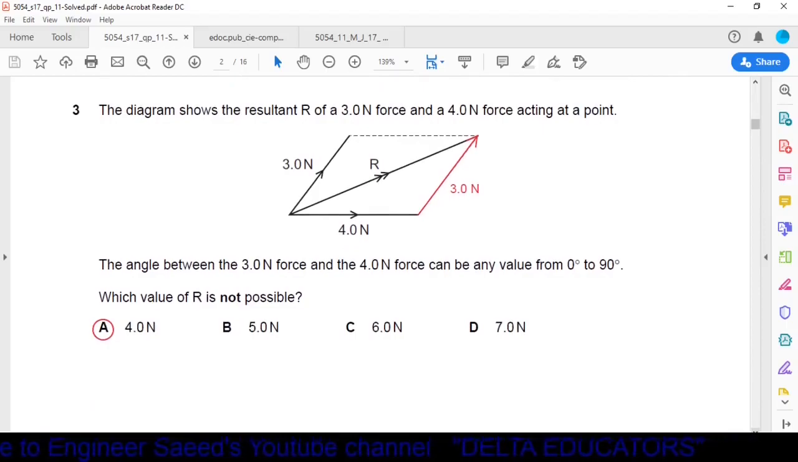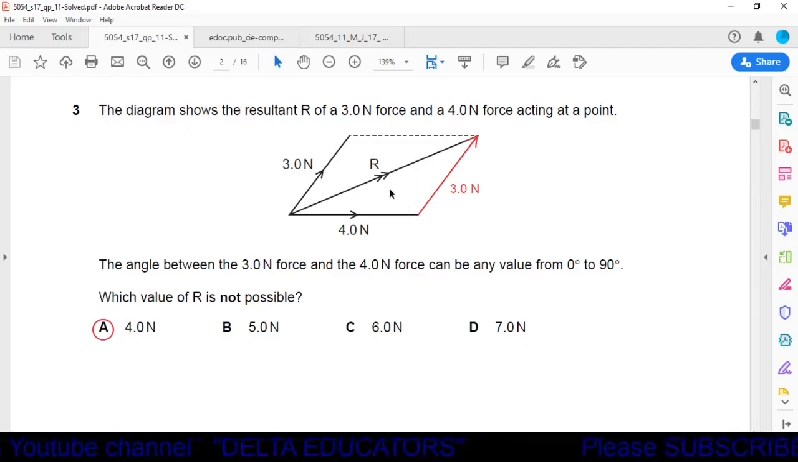Question number 3. The diagram shows the resultant R of a 3 Newton force and a 4 Newton force acting at a point. Here we have two forces, one of 4 Newton and second of 3 Newton. The angle between the 3 Newton force and the 4 Newton force can be any value from 0 degree to 90 degree. Which value of R is not possible? Option A 4 Newton, option B 5 Newton, option C 6 Newton, option D 7 Newton.